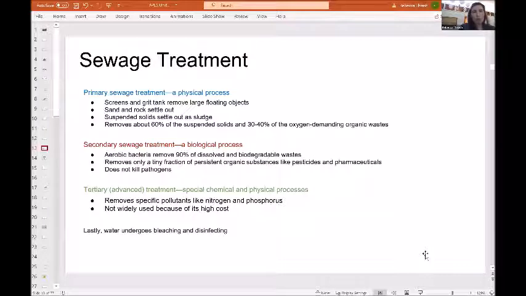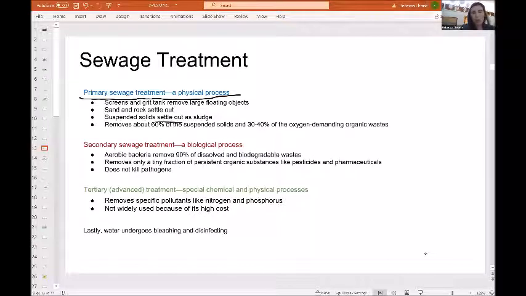So primary sewage treatment is definitely a physical process. This is going to be screening out really big, large objects. Usually you're using sand or rock, or you're using some type of filter system, and it kind of settles down to the bottom.